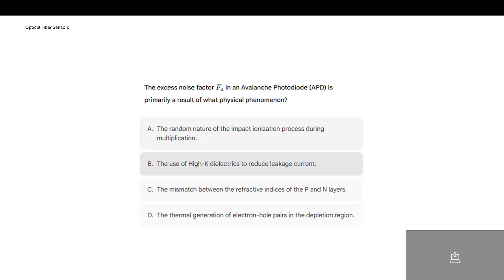Option A, sir. Option A. Yeah. In an avalanche photodiode, we need to think about the physical phenomenon: the random nature of the impact ionization process during the multiplication. So this excess noise factor is a result of this random nature of impact ionization. Okay, nice. You are doing good.